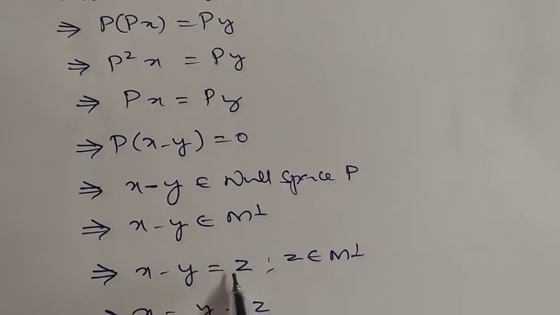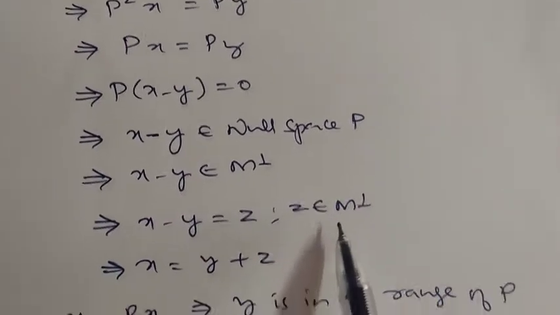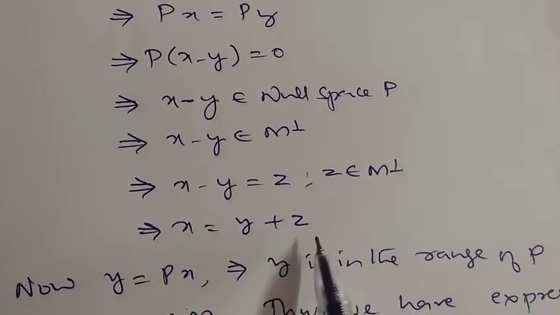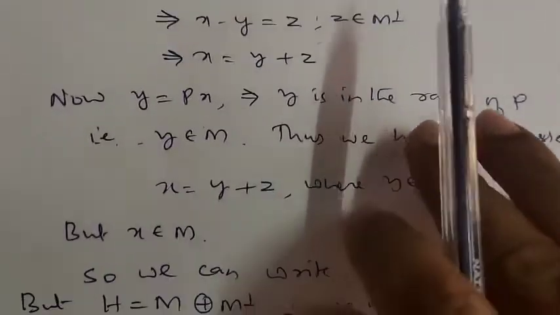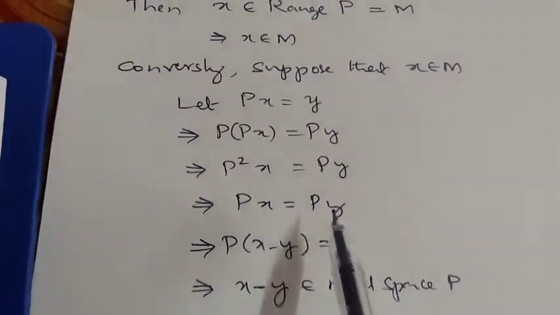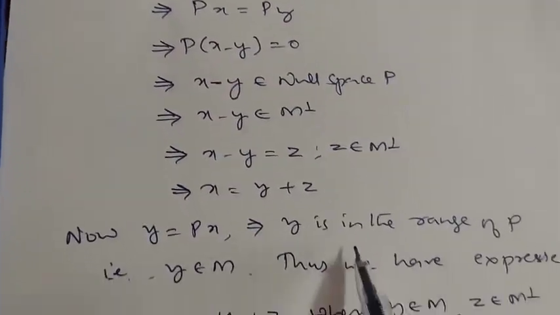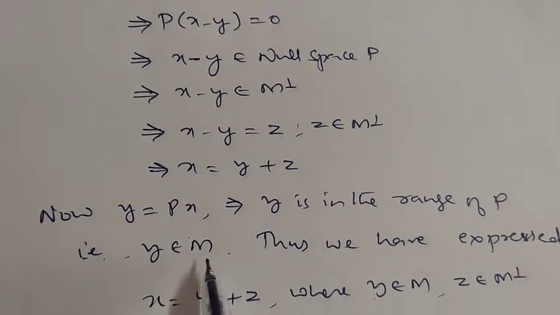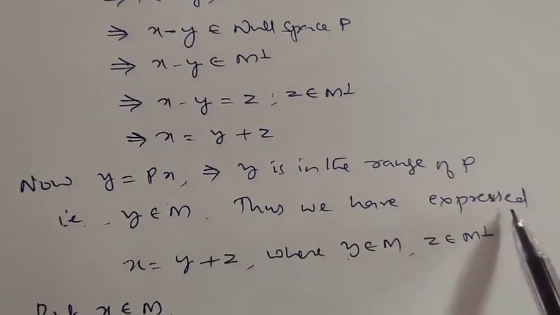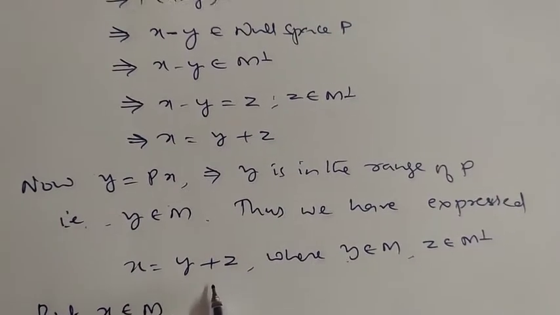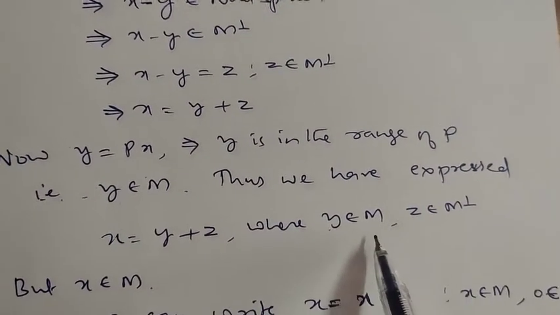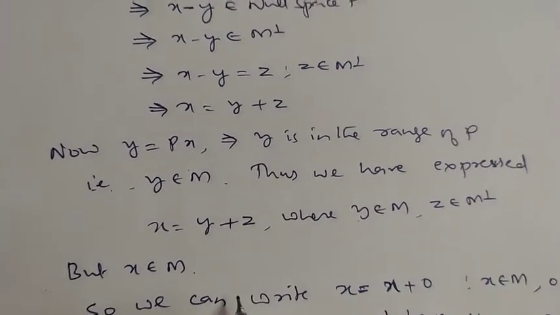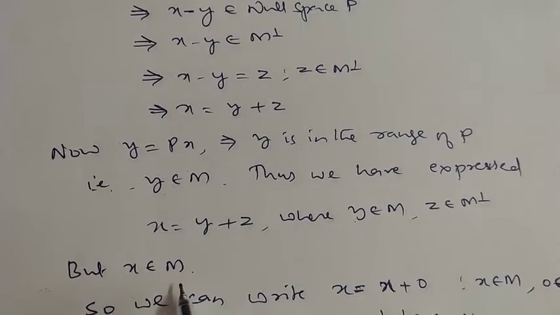So let us take X minus Y is equal to Z, where Z is an element of M perp. This implies X is equal to Y plus Z. Now Y is equal to P of X, implies Y is in the range of P. That is, Y belongs to M. Thus, we have expressed X as the element Y plus Z, where Y belongs to M and Z belongs to M perp. But we know that X belongs to M.